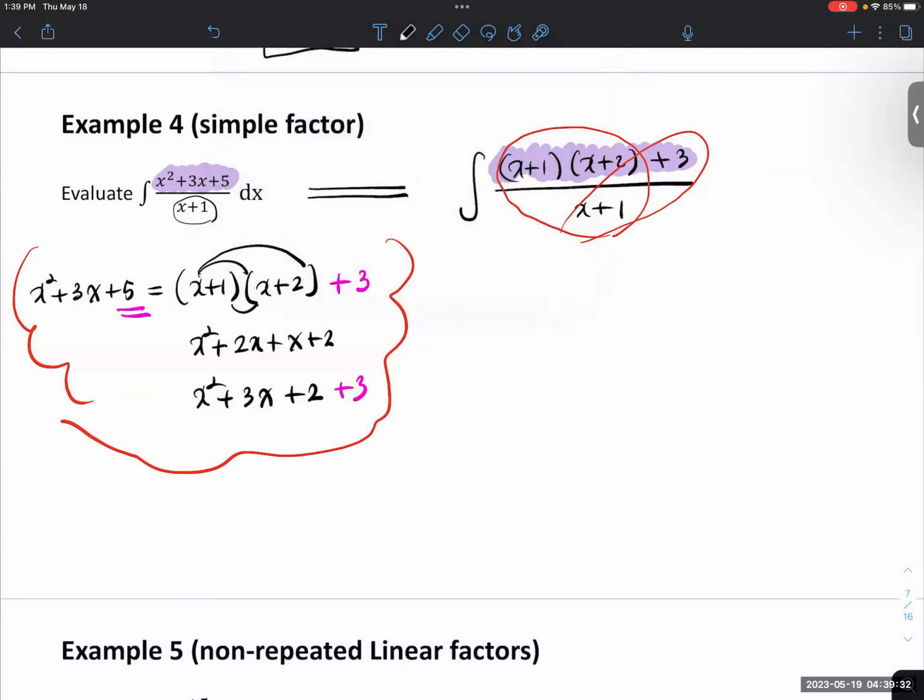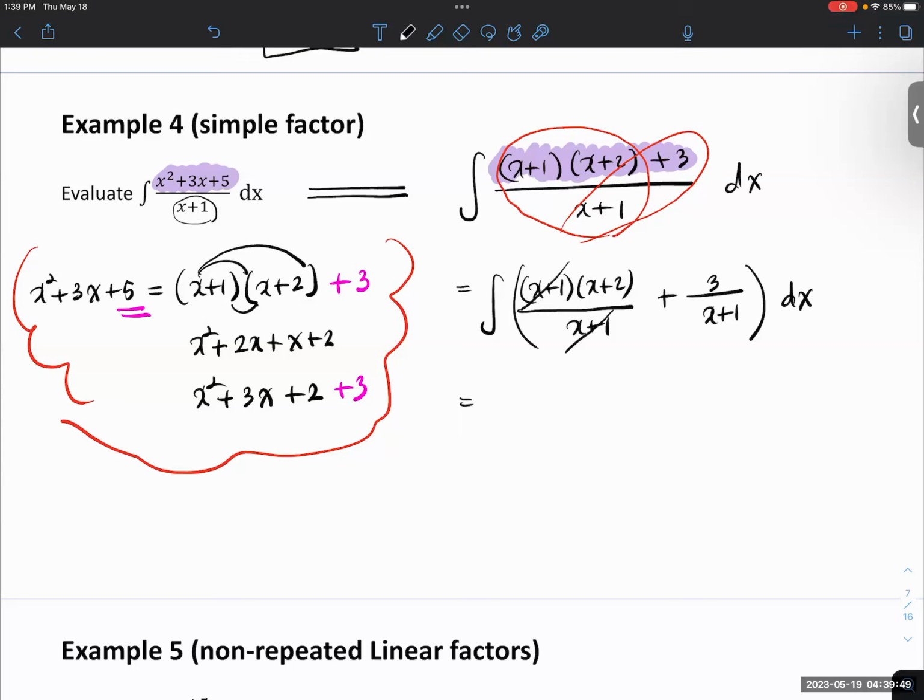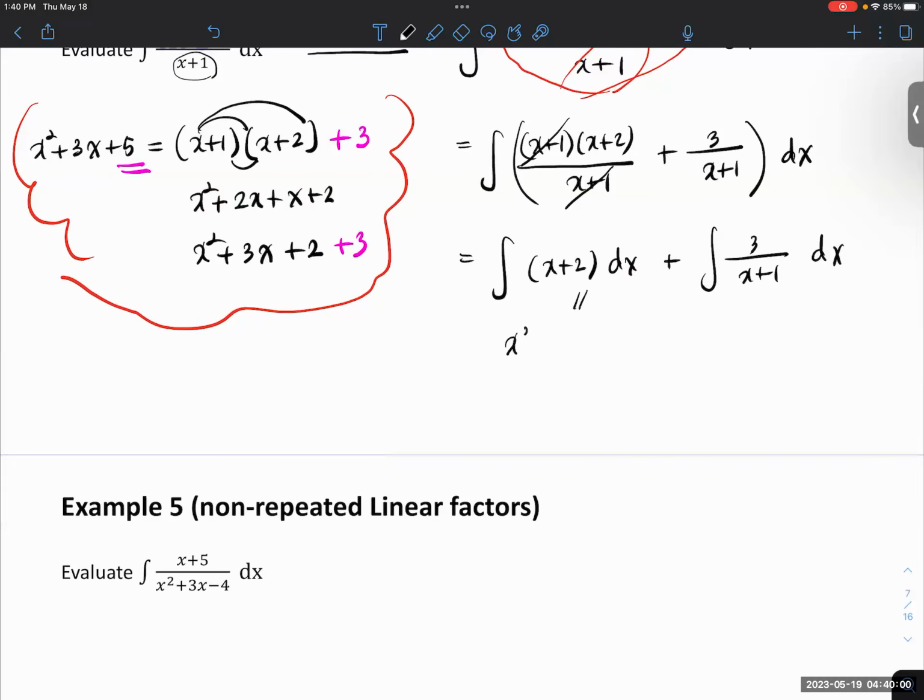So therefore, we can separate it. (x plus 1)(x plus 2) over x plus 1, and we have plus 3 over x plus 1 dx. They're going to cancel. So the integral of x plus 2 dx plus the integral of 3 over x plus 1 dx. That means x squared over 2 plus 2x. And you can bring 3 to the front, so 3 times ln absolute value x plus 1, because it's 1 over x plus 1. And then plus c.